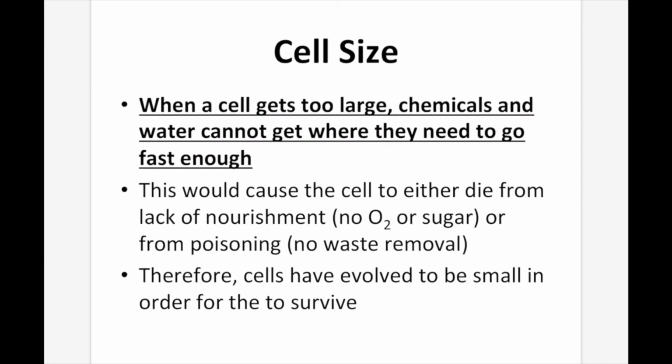So if a cell gets too large, chemicals and water cannot get where they need to go. This would cause the cell to either die from lack of nourishment, so no oxygen or sugar, or from poisoning, because of no waste removal. Therefore, cells have evolved to be small in size in order to survive.